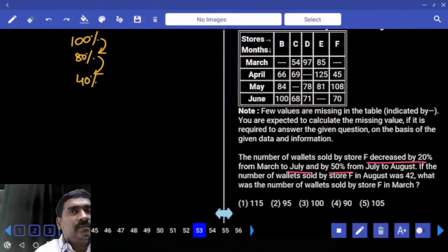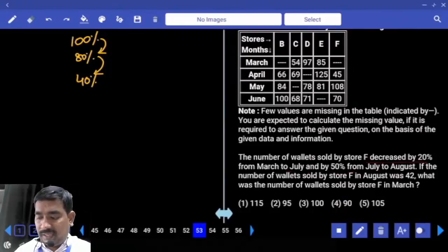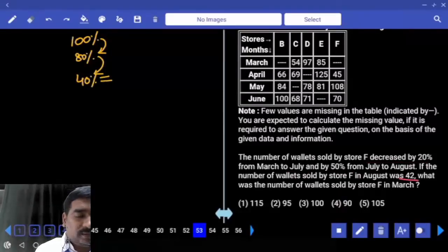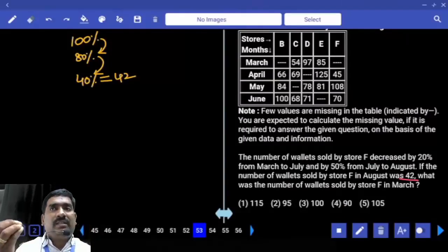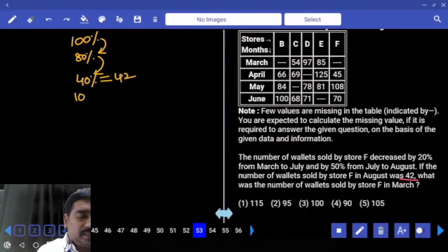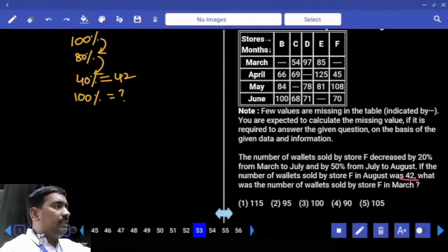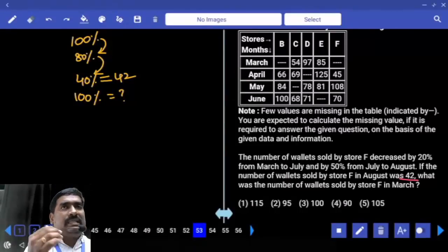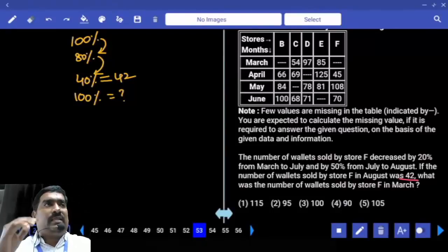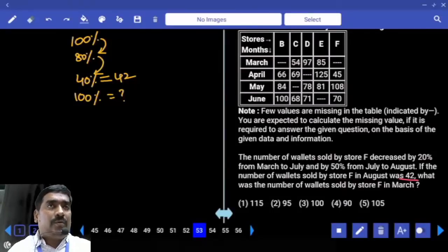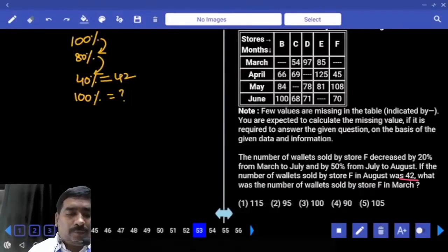40% in August. That 40% value they gave as 42. Asked to find us March is how much? March means 100% is how much? 100% means 40 plus 40 plus 20 or not? 40% value 42, add another 40% gives 84, 20% is half, half of 42 is 21. 84 plus 21 is 105, your answer.